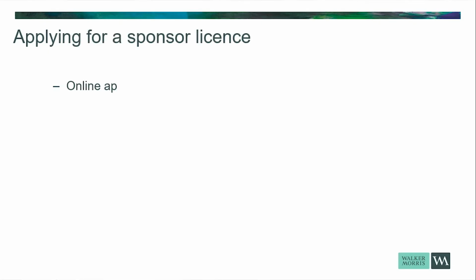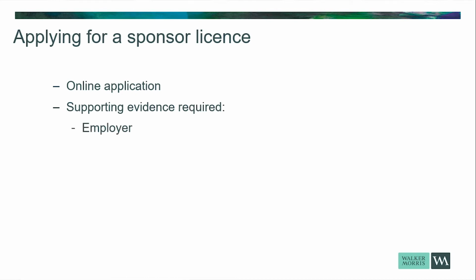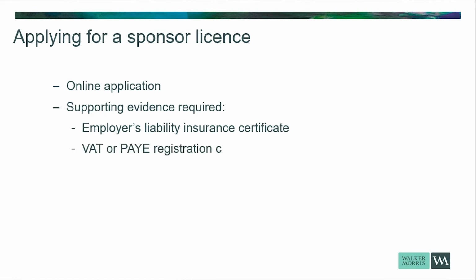Applying for the sponsor licence is an online application that takes about half an hour to complete. But it's very important that you send the supporting documentation afterwards, and you'll be asked to send that within about 5 working days of submitting the application. Generally speaking, if you are a public body or listed with the stock exchange, then you will be able to be checked via online checks. However, most employers will need to provide some evidence.